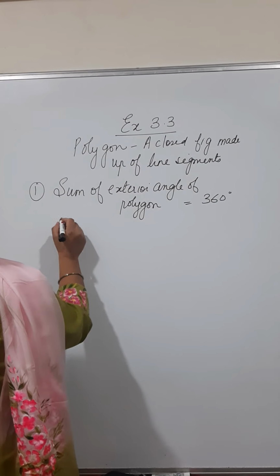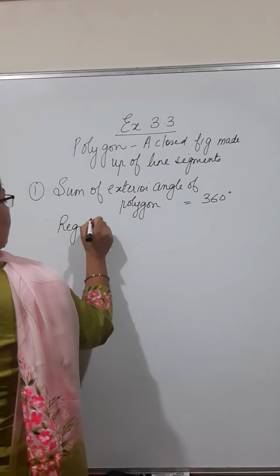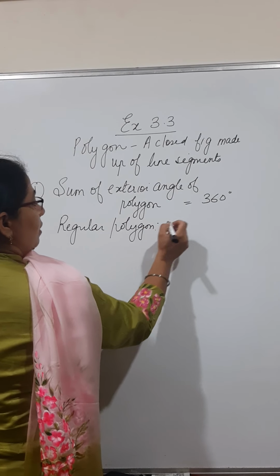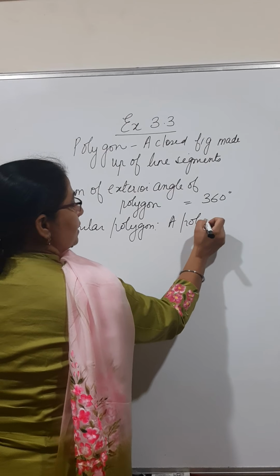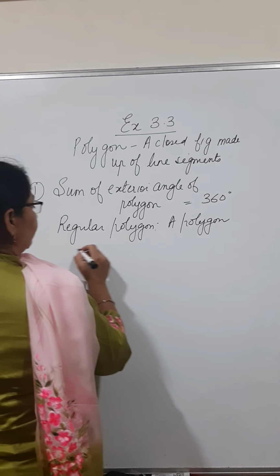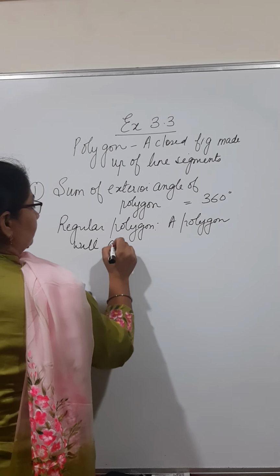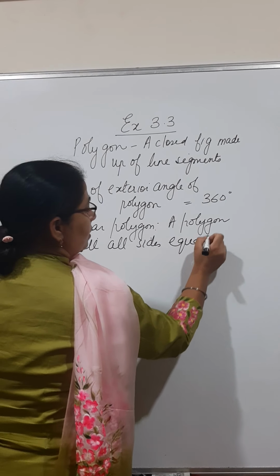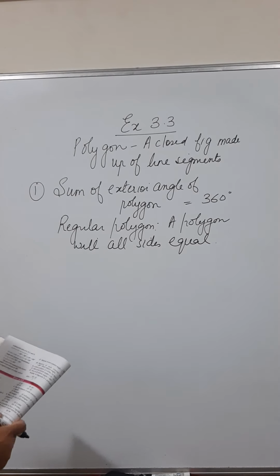Now what is a regular polygon? A polygon with all sides equal. That is called a regular polygon.